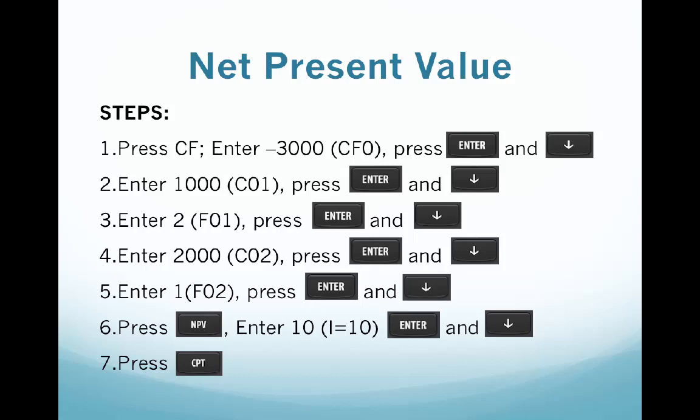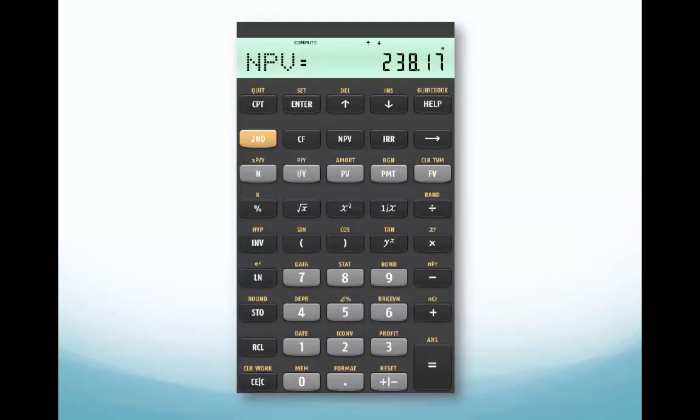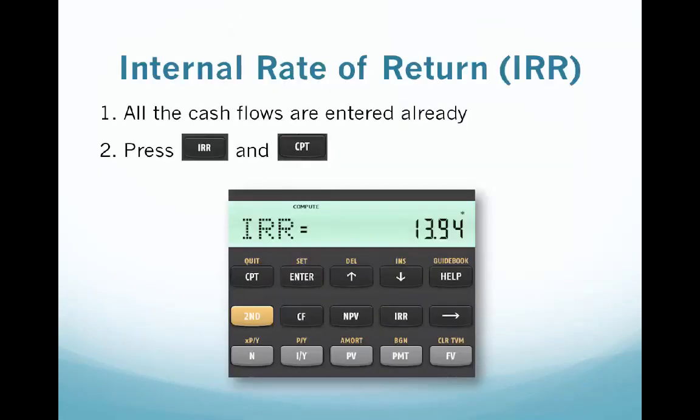Sixth, enter the interest rate by pressing NPV and enter 10, not 0.10, and press enter and the down arrow. Seventh, and finally, press compute or the CPT key. You will get a net present value equal to $238.17. If you don't clear any values just yet and press the IRR key and then the CPT key, you will get an IRR equal to 13.94%.